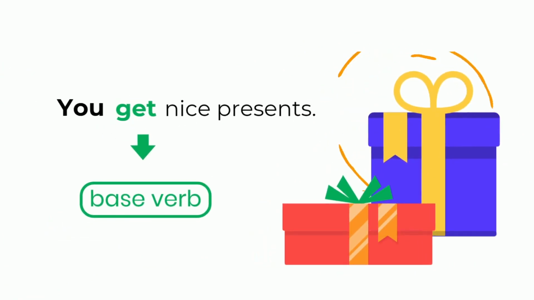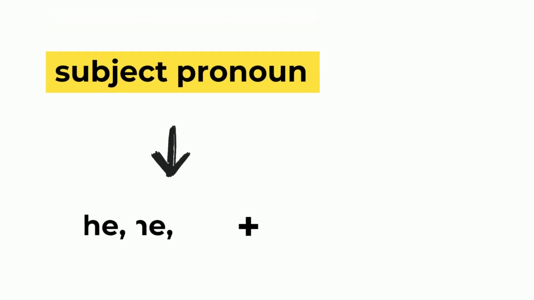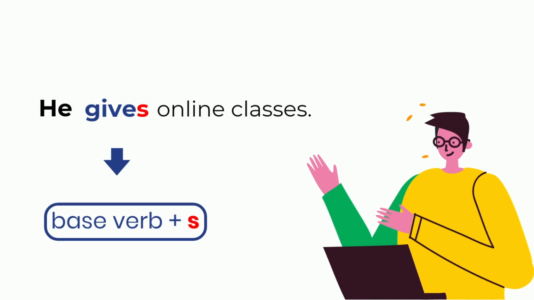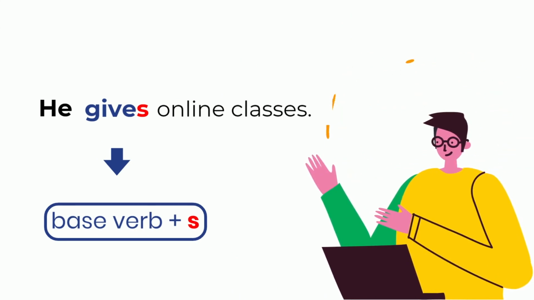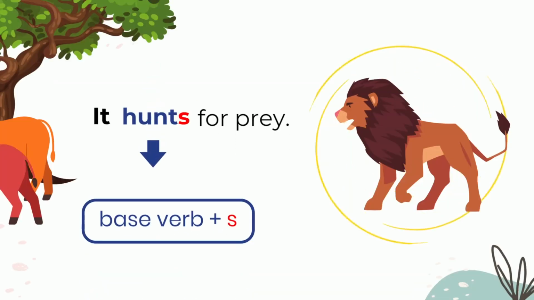You get nice presents. Use the base verb plus s when the subject pronoun is he, she, or it. Like this. For example, he gives online classes. She speaks Spanish. Hola. It hunts for prey.